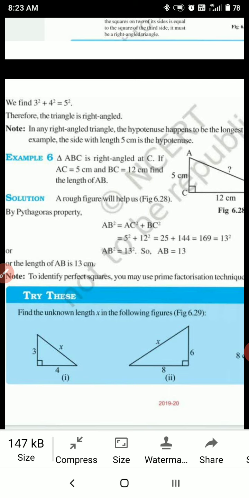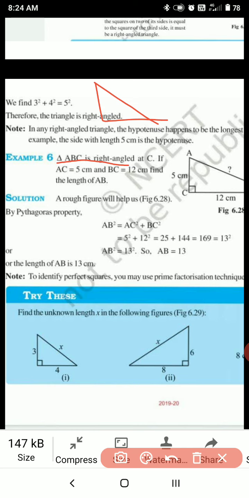What is example 6 saying? See here, a triangle ABC is right angled at C. If AC is 5 and BC is 12, find the length AB. See here, the triangle is given to you like this: A, C, B. AC is your 5, okay, BC is your 12, and you have to find AB.